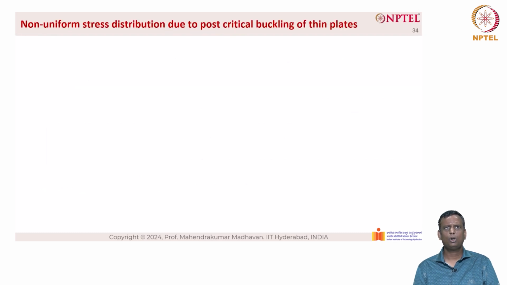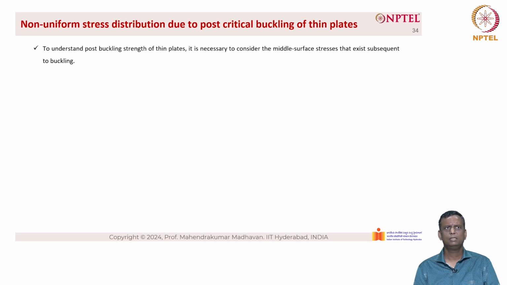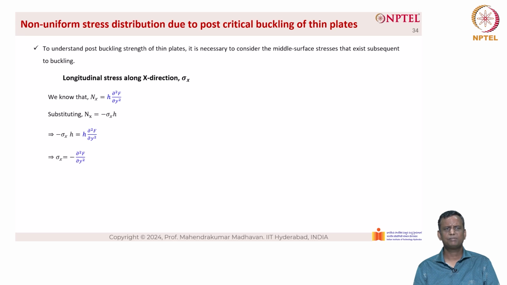Now let us look at the non-uniform stress distribution due to post-critical buckling of thin plates. To understand post-buckling strength of thin plates, it is necessary to consider the middle surface stresses that exist subsequent to buckling. For the longitudinal stress along the x direction, sigma x, we know that Nx equals h into dou square f by dou y square. Substituting Nx equal to minus sigma x into h, we have minus sigma x into h equal to h into dou square f by dou y square. So we have sigma x equal to minus dou square f by dou y square.